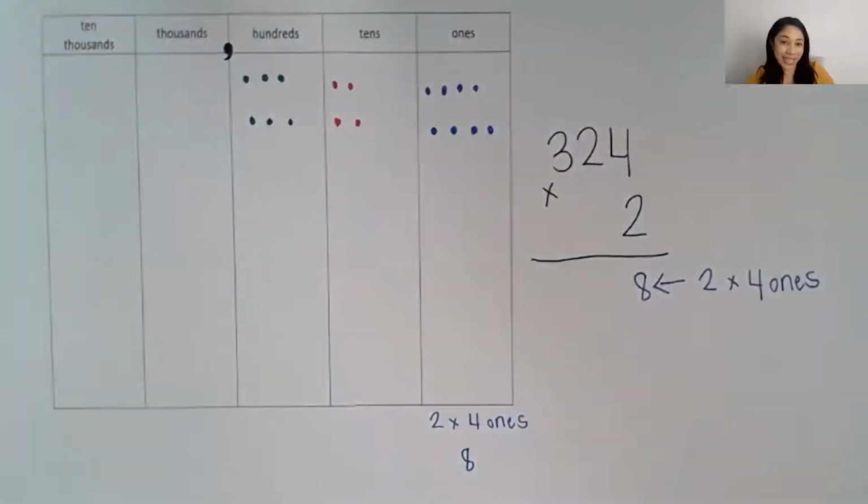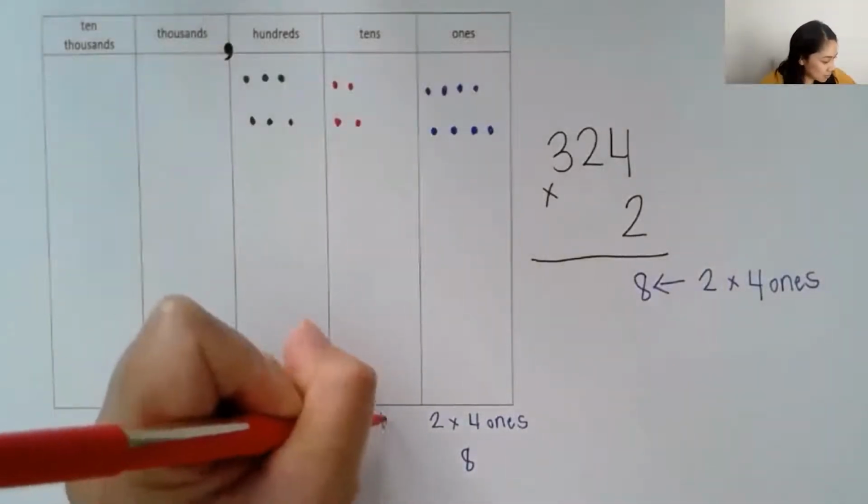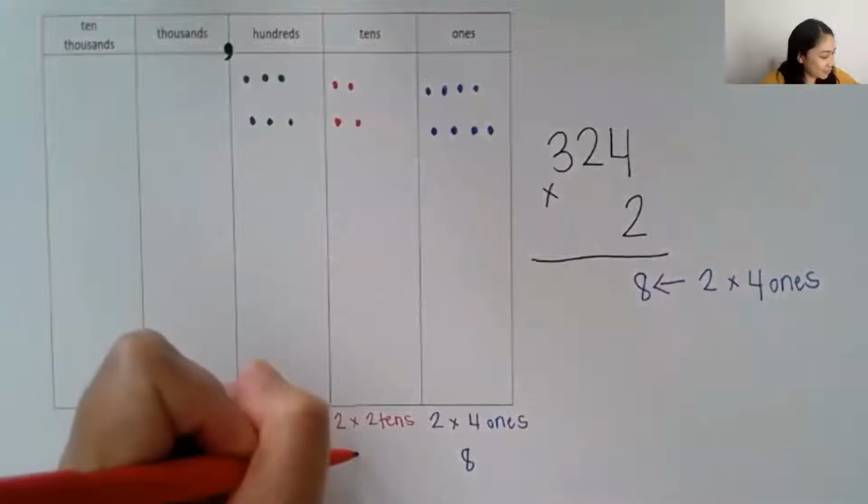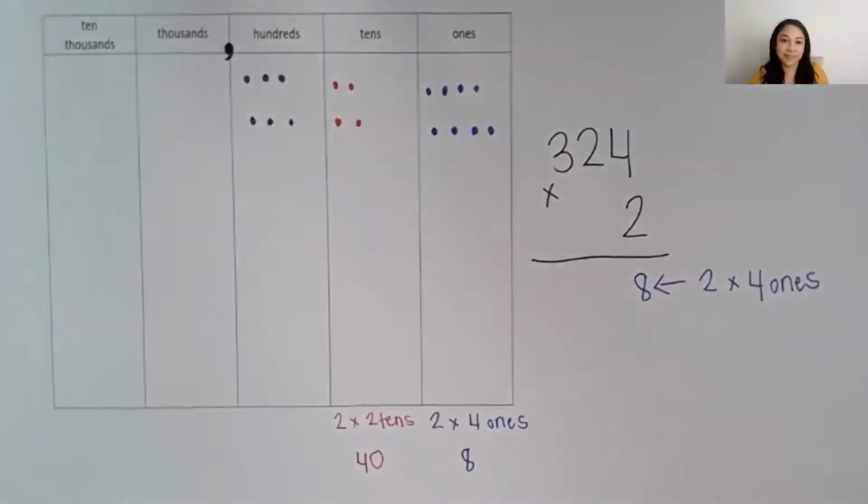Let's move now on to the tens. What is the total value of the tens? 2 times 2 tens equals 4 tens, which equals 40. Let's write 2 times 2 tens under the tens column. Again, 2 times 2 tens equals 4 tens, which equals 40. We're now going to represent this in the problem. We'll write 40 to represent the value of the tens.